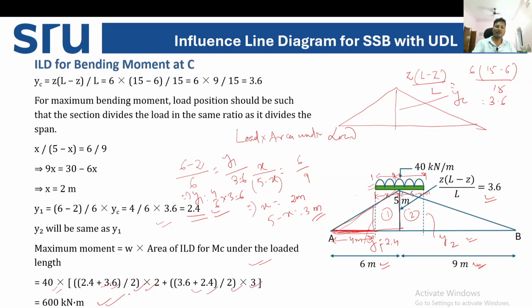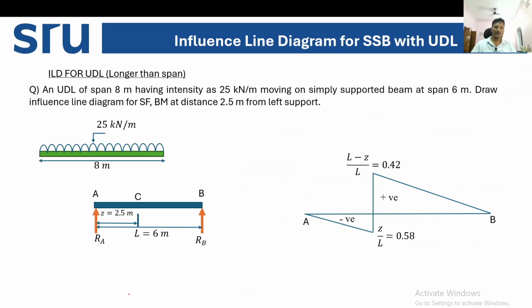I hope you understood how to find the maximum bending moment if there is a UDL on a simply supported beam. Okay. So the second condition: what we have discussed first is that the UDL is shorter than the span. Now let us discuss if the UDL is greater than the span.